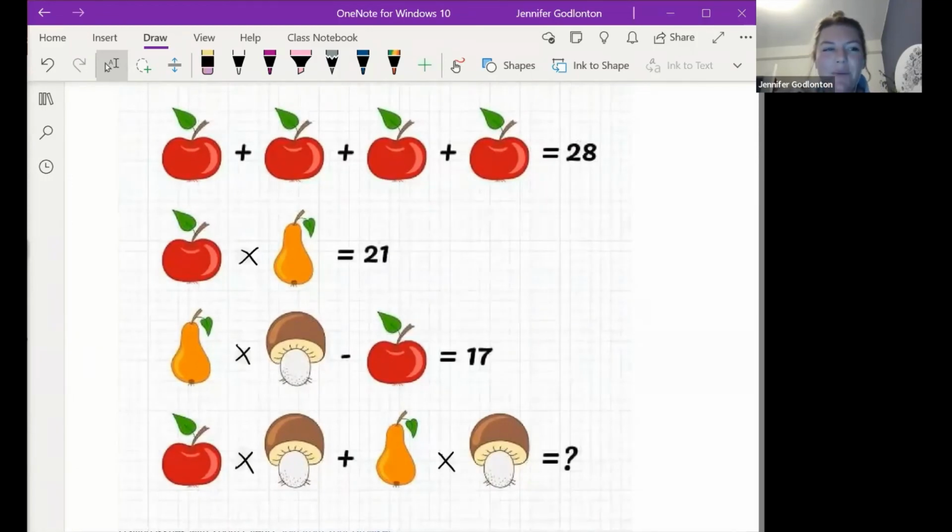I keep on being told that they're not hard enough, so I'm keeping on trying to find harder ones, and I'm hoping I finally have stumped you all. I would like to know what the answer is when I have a tomato times a mushroom plus a butternut times a mushroom.